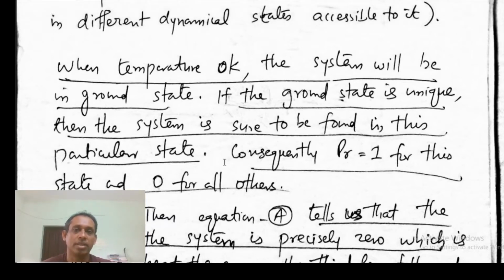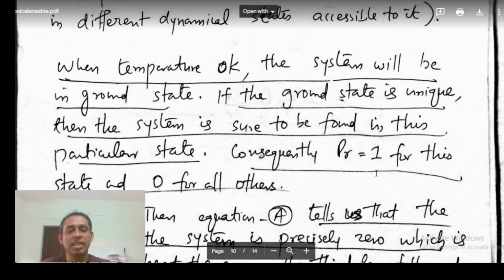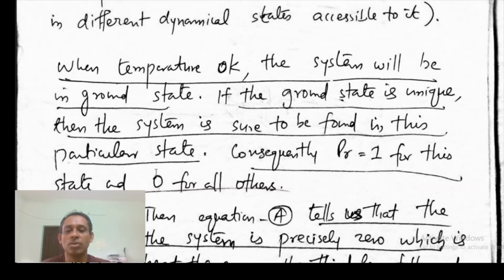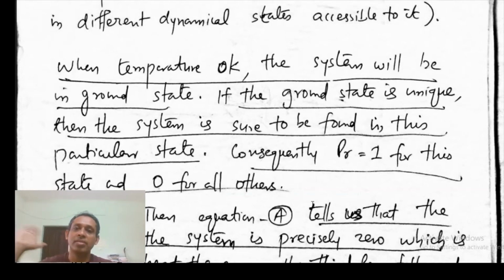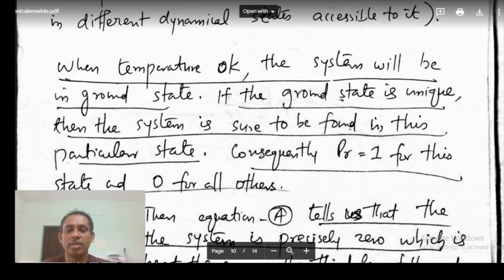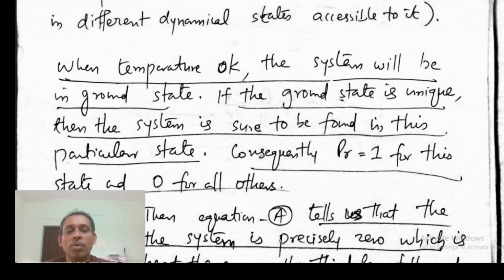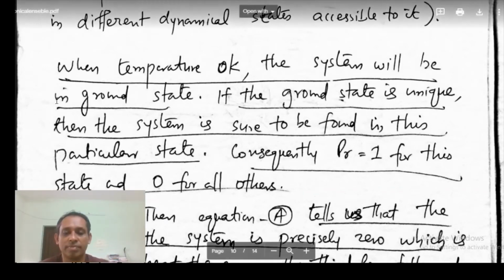Okay, there is only one ground state, so you bring down the temperature to 0 Kelvin, the system will be in the ground state, and there is only one state. So for that state the probability will be 1, because the system is in that state, and the probability is 0 for all other states, because the system cannot be in those other states. It is definitely in the ground state at temperature 0 Kelvin. So we are talking about the temperature 0 Kelvin.